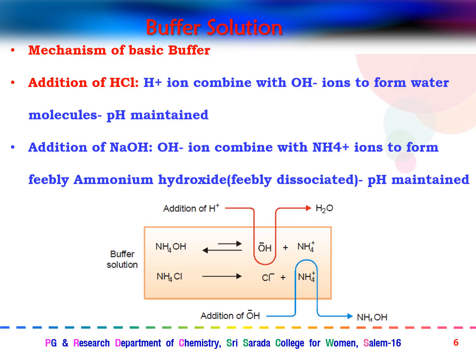When sodium hydroxide is added to the buffer solution, the OH- ion will combine with the excess of ammonium ions to form feebly dissociated ammonium hydroxide. Here also the pH of the buffer is maintained constant.